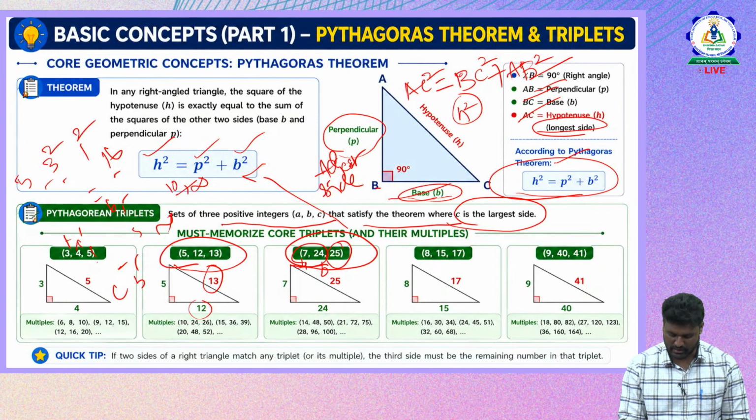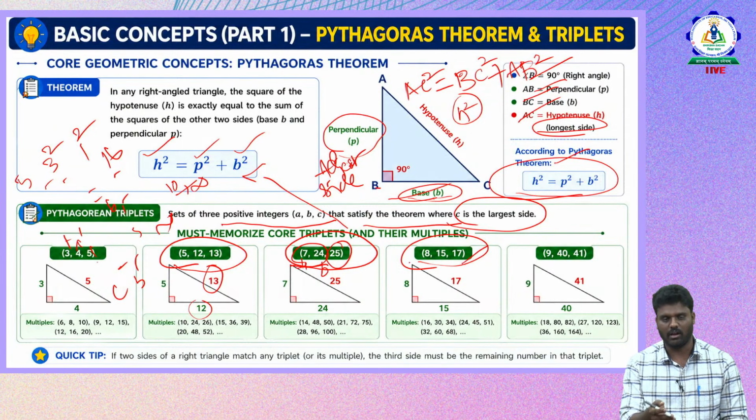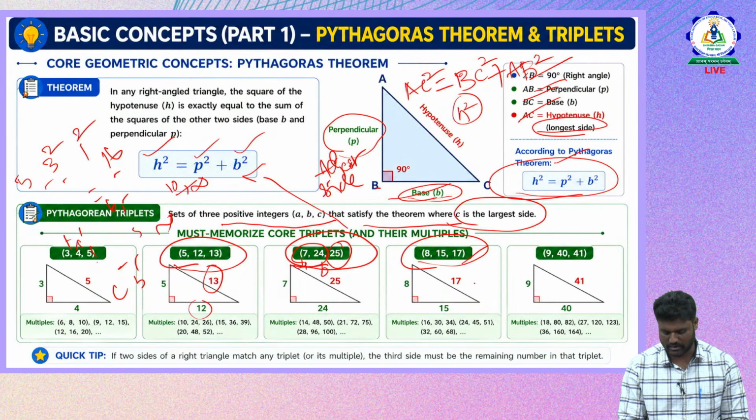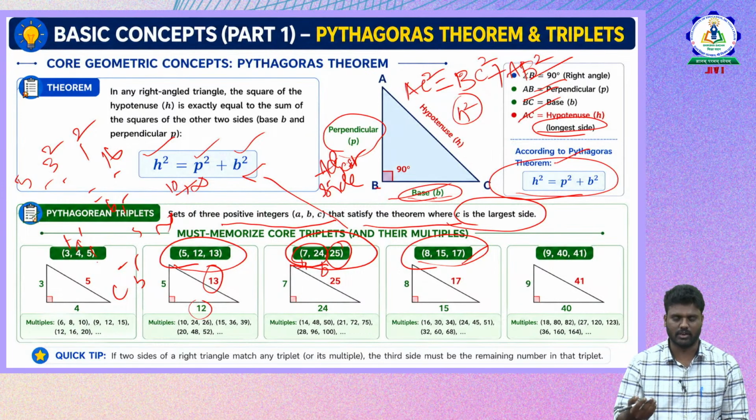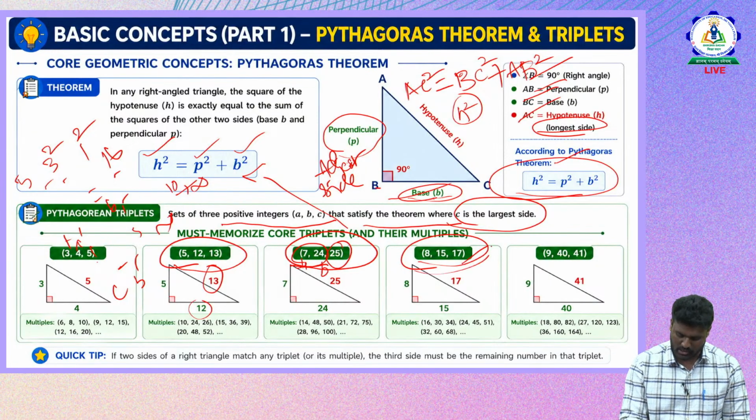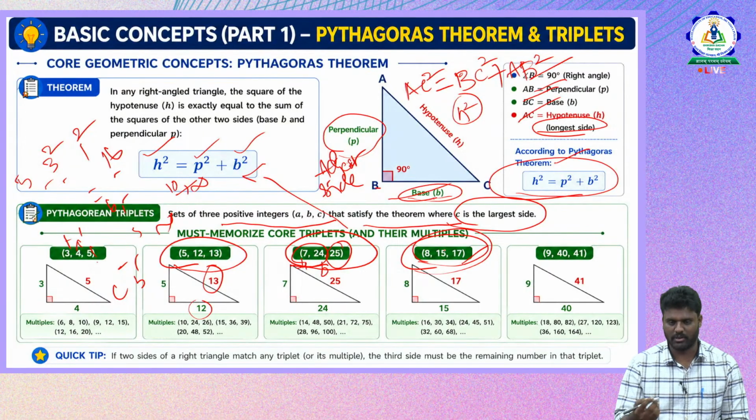Similarly 8, 15, 17. If you see that, the hypotenuse is 17, and 8 and 15 are the other sides. So 8, 15, 17 also satisfies the Pythagoras theorem. Again, if you look at the multiples of 8, 8 1s are 8, 2s are 16, 3s are 24, and similarly the multiples of 15 and 17, those values also satisfy the Pythagoras theorem.